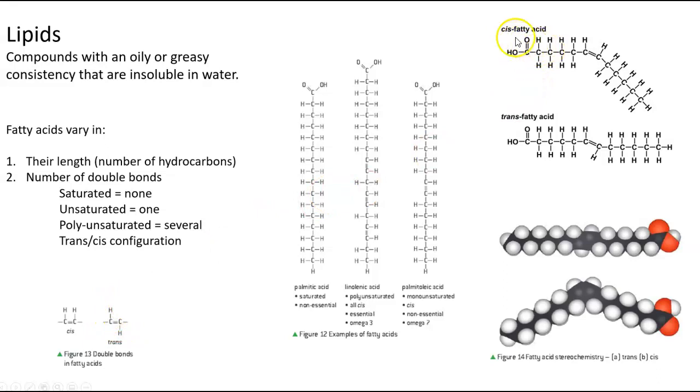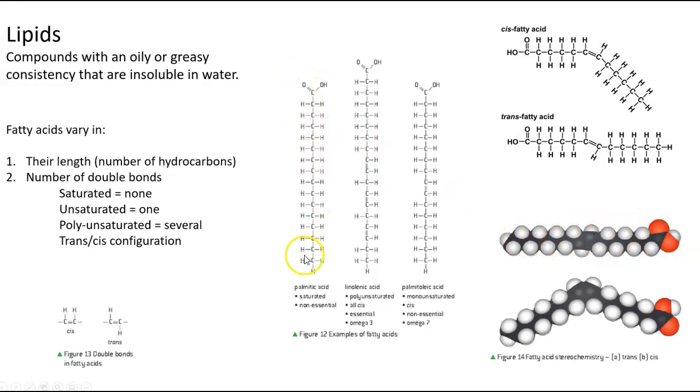So cis fatty acids, then what happens to the structure? Well, it means that actually the whole thing becomes a little bit bent, because now you have all this extra space here where the thing will move into. So if you look at the 3-dimensional structure here, you see that cis fatty acids are bent, whereas trans are straight.